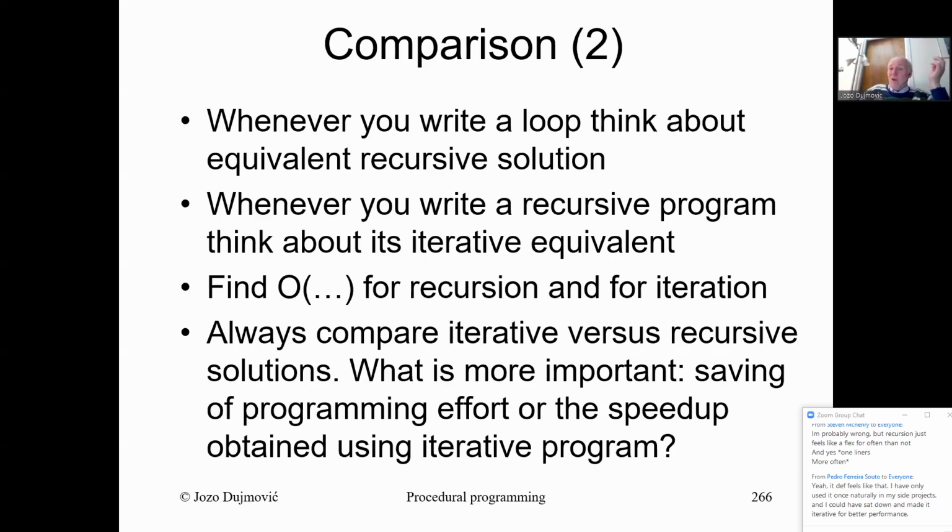So there are situations where recursion is unacceptable, and there are cases where recursion is mandatory. Since these are two equivalent ways of solving the problem, you have to be equally familiar with both of them. And this is something that we are going to see in more examples today. Always compare iterative versus recursive solution. What is more important, saving programming effort, that means writing in an easy recursive way, or the speed up obtained using an iterative program? Iterative program is usually faster, and we will see that.